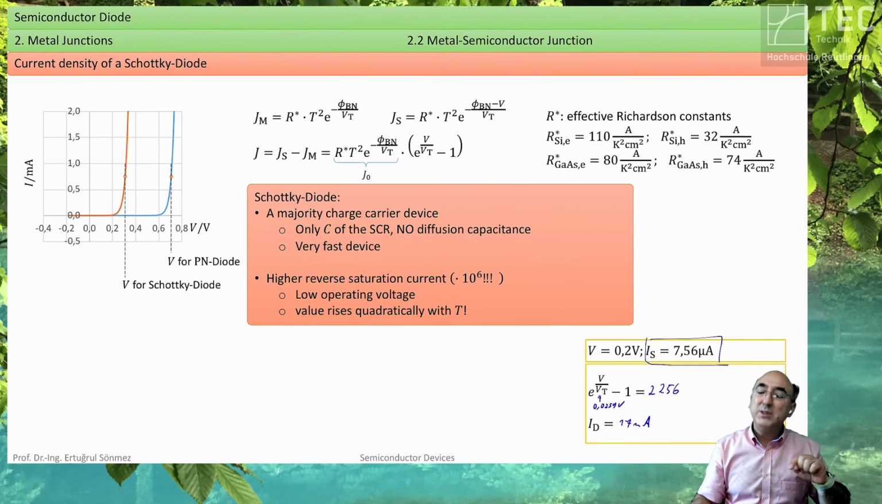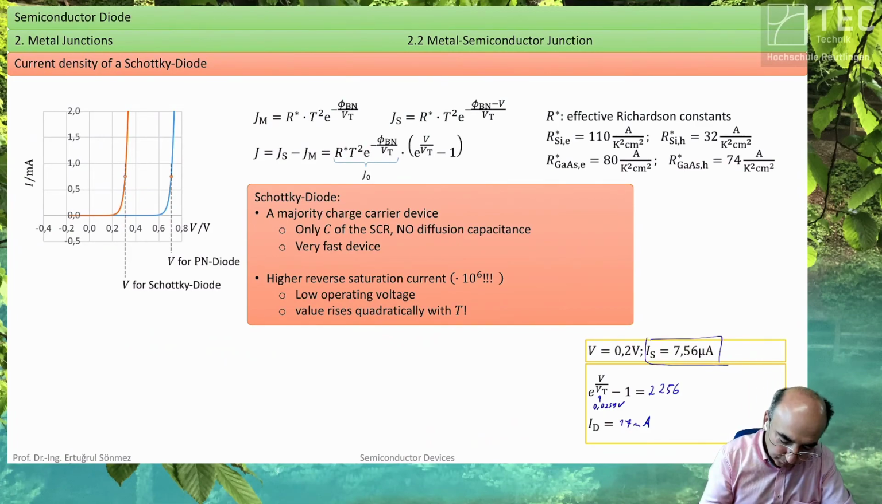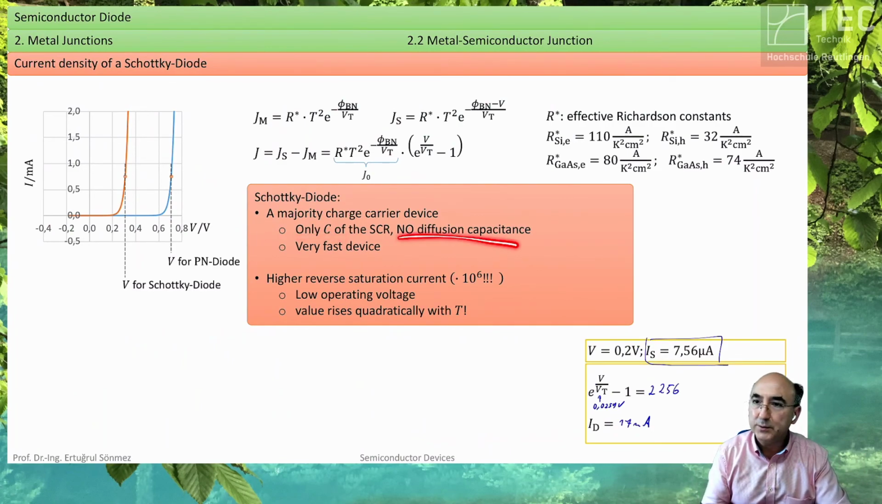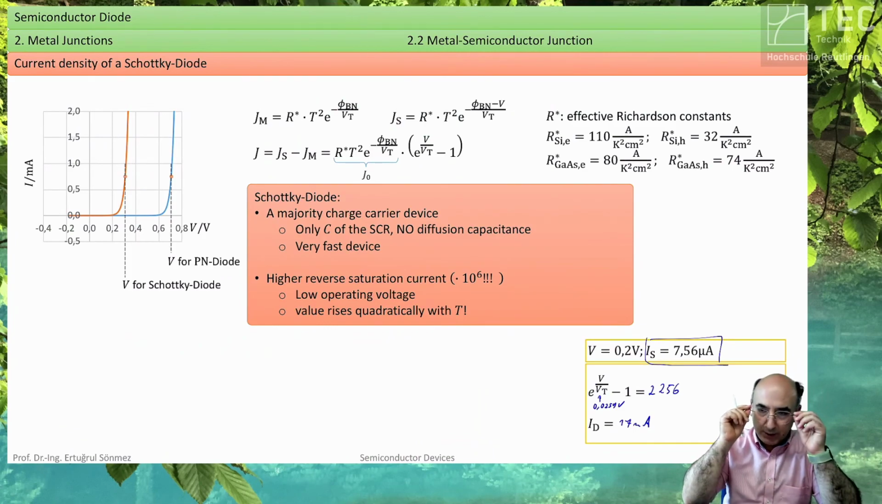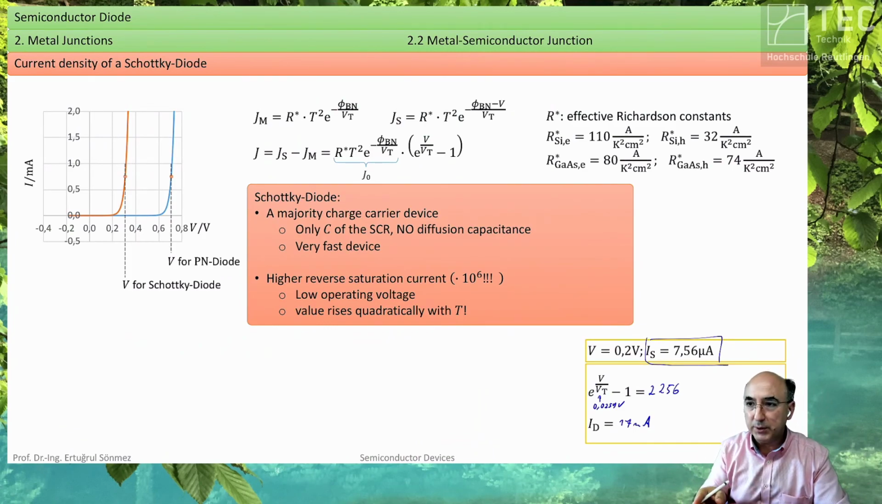But let's go to the next step, the space charge. We have no diffusion capacitance. Therefore, in all radio frequency applications, the diodes you use are Schottky diodes, because you can forward bias and reverse bias them a billion times per second. Okay? And PN diodes don't work due to the stored charge.